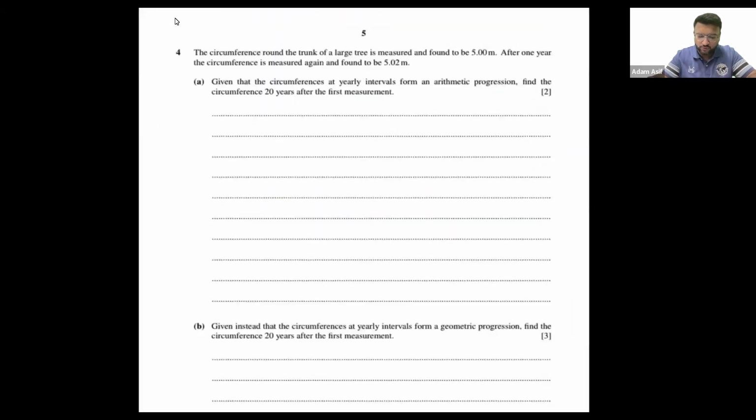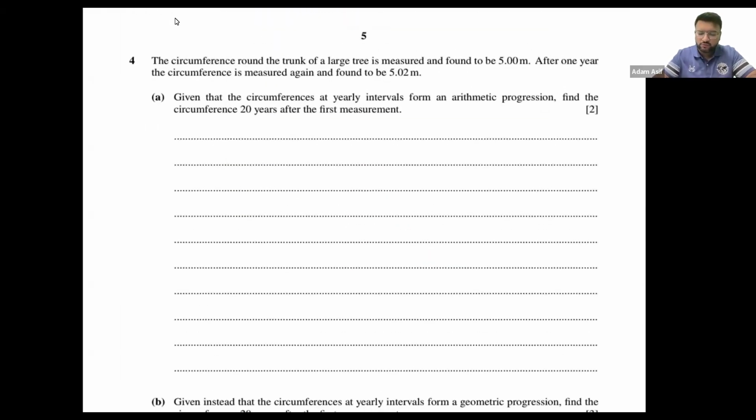Question number 4. The circumference round the trunk of a large tree is measured and found to be 5.0. After 1 year, the circumference is measured again and found to be 5.02. Given that the circumference at yearly intervals form an arithmetic progression, find the circumference 20 years after the first measurement. After the first measurement, so initial value would be 5.02. Okay, we need to find T20.